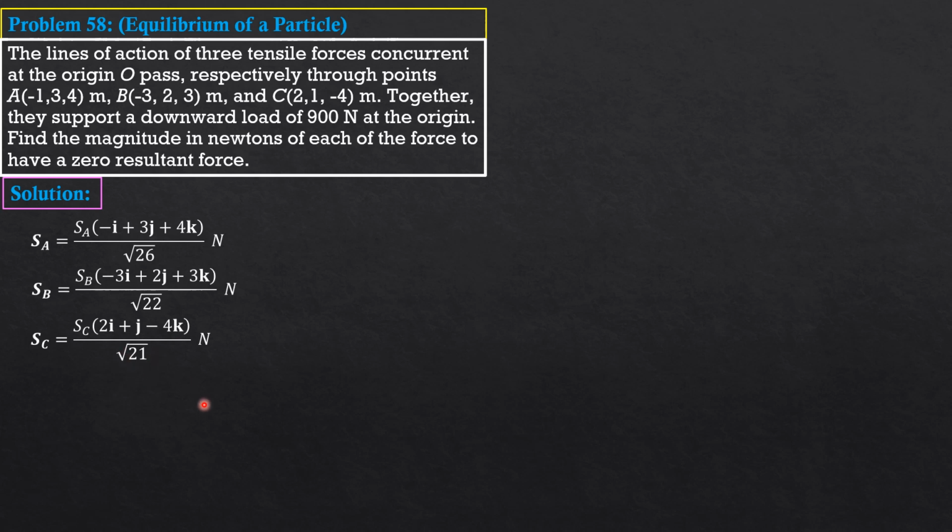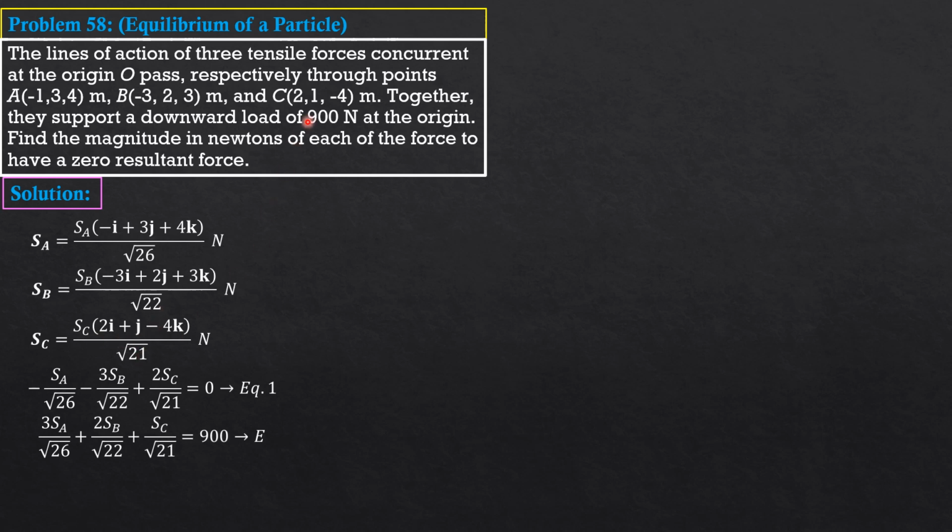Then summation forces x equals 0, so we have negative SA over square root of 26, negative 3SB over square root of 22, positive 2SC over square root of 21 equals 0. So we have a downward load here supported, so let us say along y. So summation forces y equals 0: SA times 3 over square root of 26, plus SB times 2 over square root of 22, plus SC times 1 over square root of 21 equals 900, equation 2.